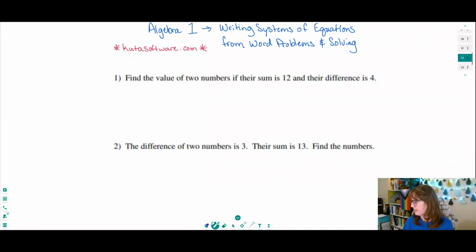All right, so let's go ahead and get started with our Algebra 1 section. Hopefully, we'll have enough time to do these because sometimes they take a little bit of time to get through, but we'll do our best.